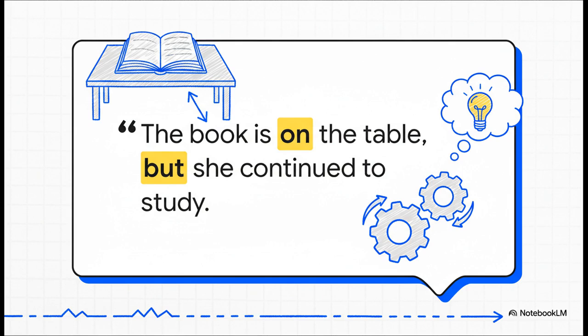And right here, you can see them working together in perfect harmony. On is our preposition, telling us where the book is, and but is our conjunction, connecting two totally separate ideas, the location of the book and the fact that she kept on studying. This is how we start building really sophisticated sentences.